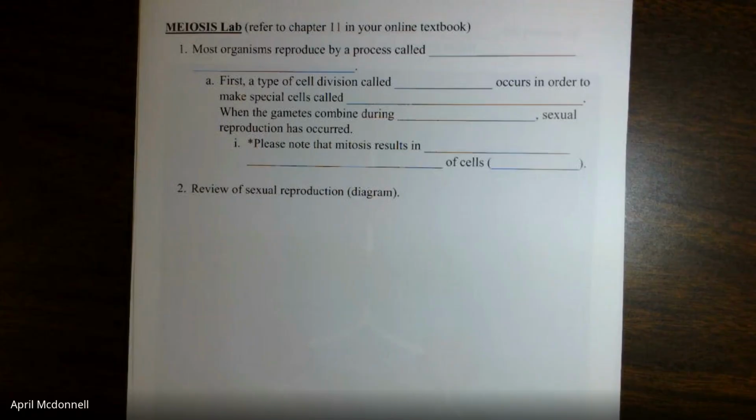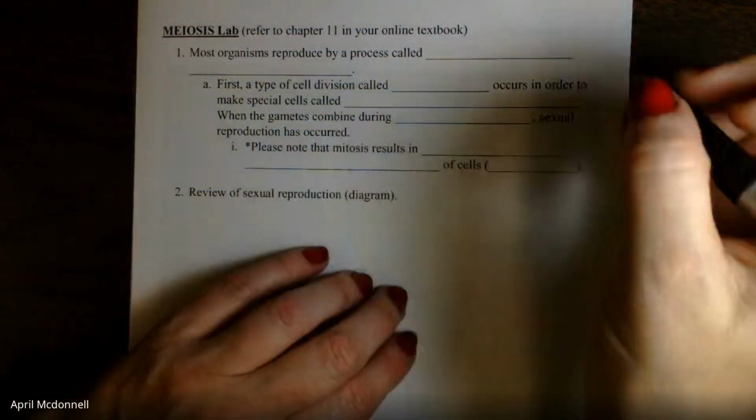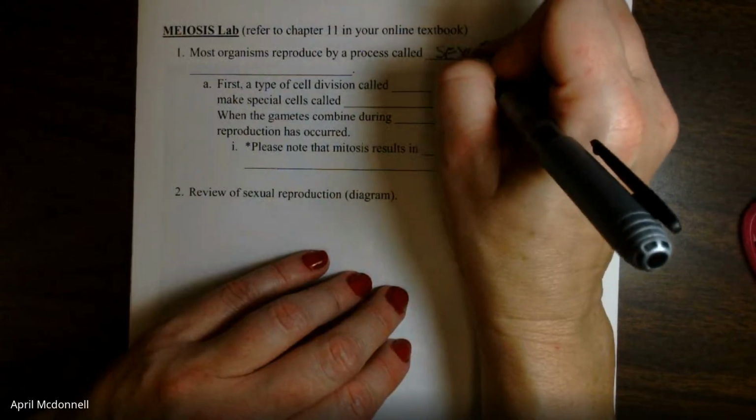Our next topic is meiosis, and you will use this presentation in order to help you with the lab in your lab manual called the Meiosis Lab. So let's start off by saying most organisms reproduce by a process called sexual reproduction.